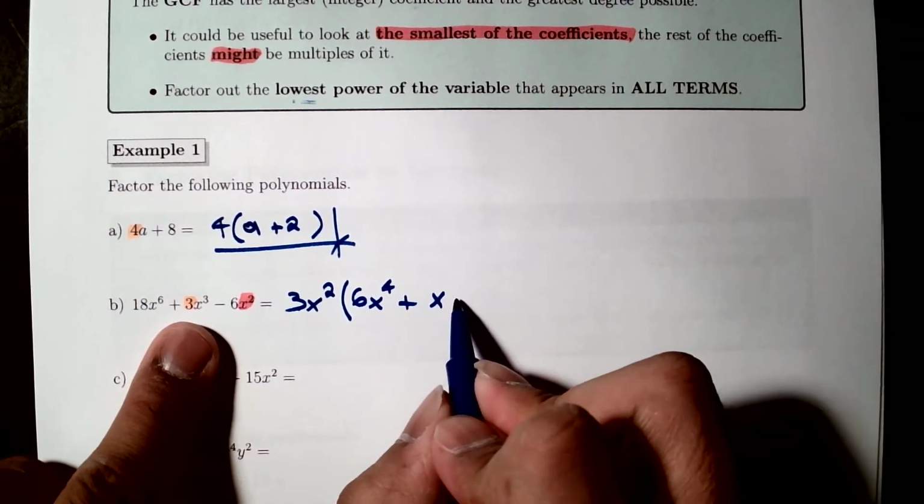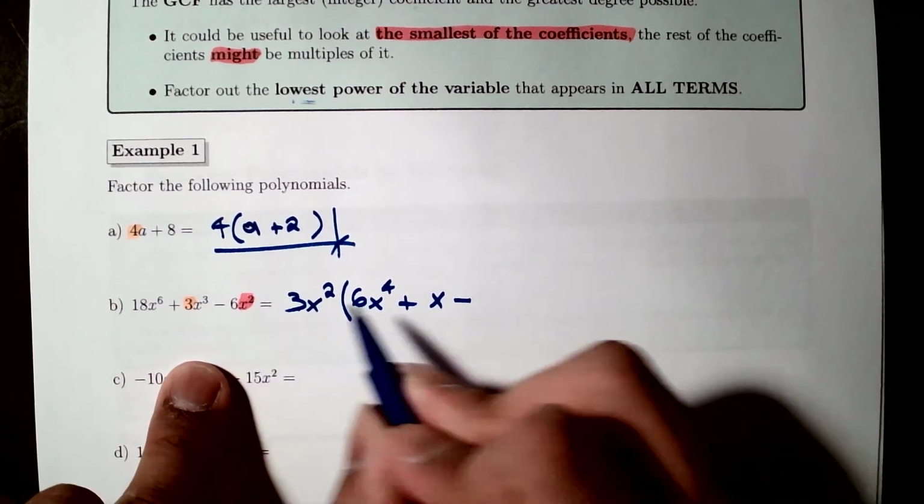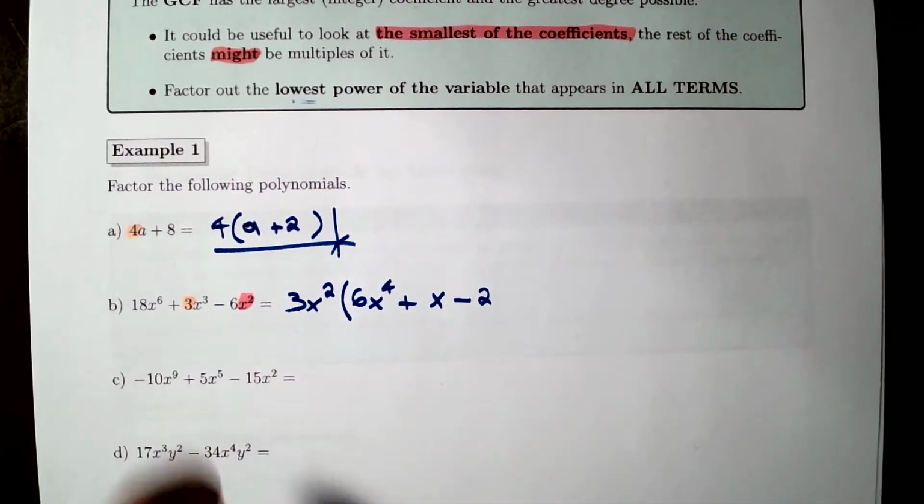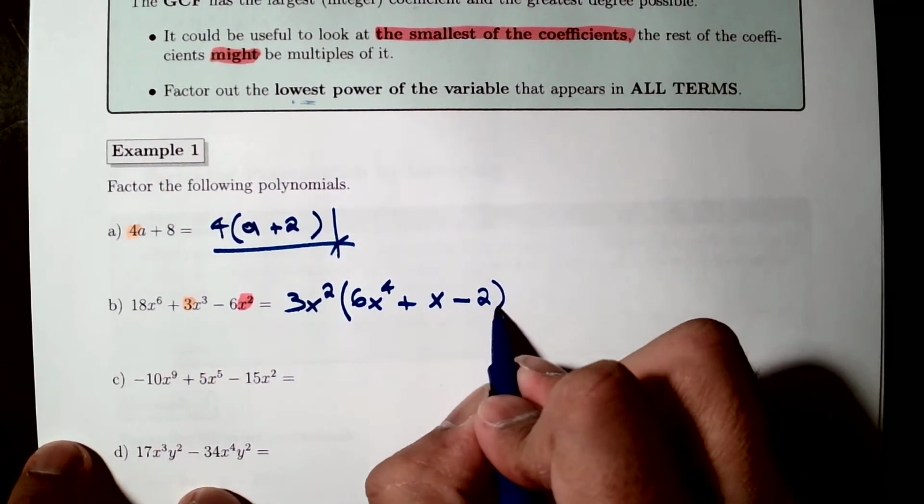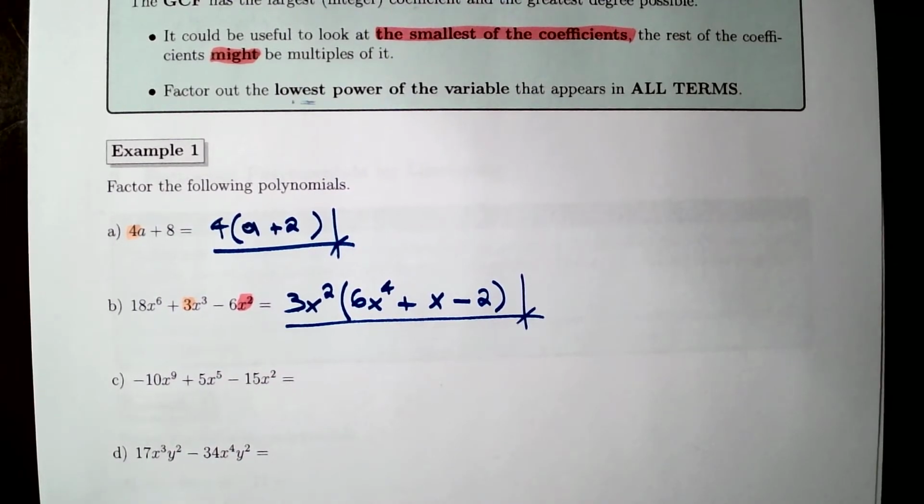And then minus 3 times what number equals negative 6? So that's a negative 2. Okay, and in this case, we're good. We can call it a day for this example.